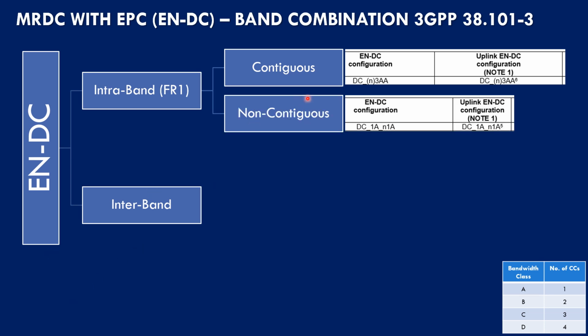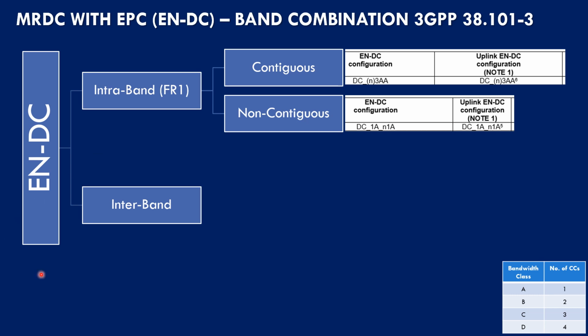If we see this example, when a non-contiguous band combination is specified, it is shown as DC underscore 1A underscore N1A, where the first 1A is showing the EUTRA band. For this particular case, it is band 1 having one carrier, and the next band after the underscore is N1, which is NR band 1, again A, which means the number of CCs is 1. So this is about intraband.